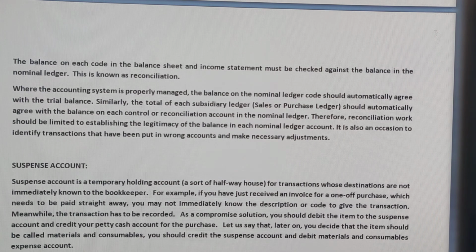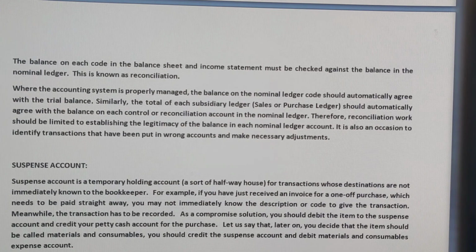So, as a compromise solution, you should debit the item to the suspense account because you don't know the right account straight away. Debit it to the suspense account and credit your petty cash account if you pay for it in cash straight away. So let us say later on, you decide that the item that you paid for and recorded should be called materials and consumables. You should credit the suspense account to move it out and debit the materials and consumables expense account.